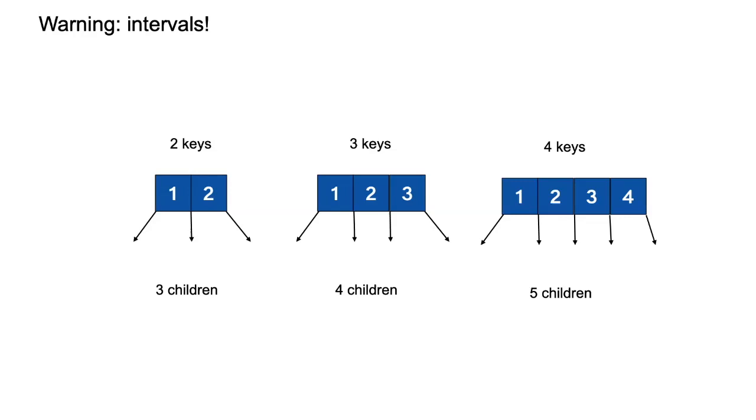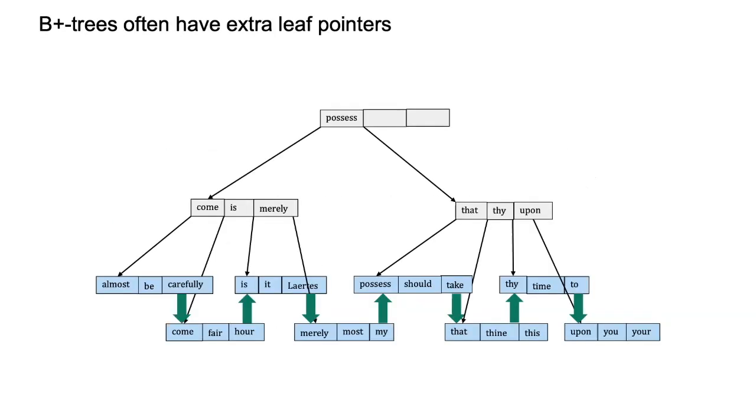Why does it matter? Because look here. We constrain the number of children for the non-leaf nodes. But how do we constrain the size of the leaf nodes? Well, we constrain it in that way.